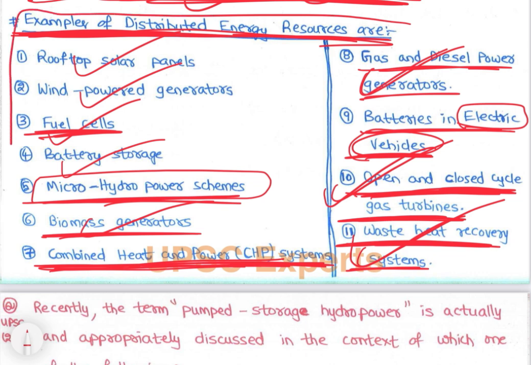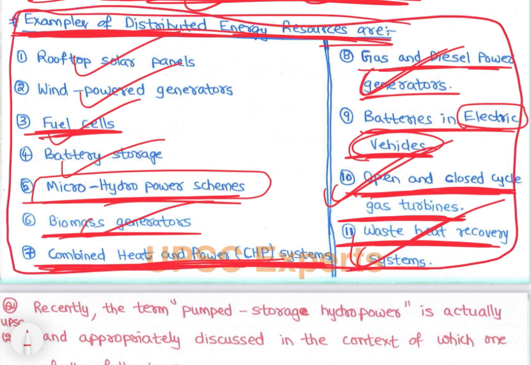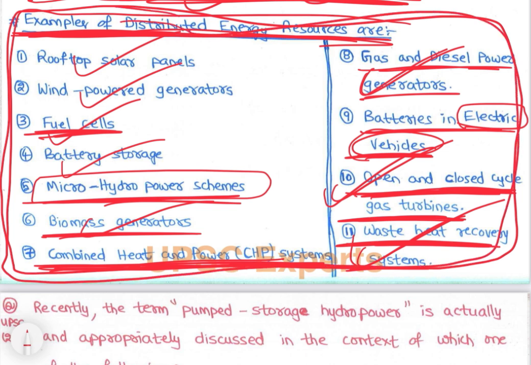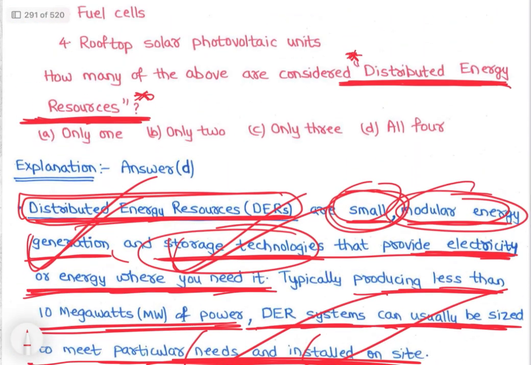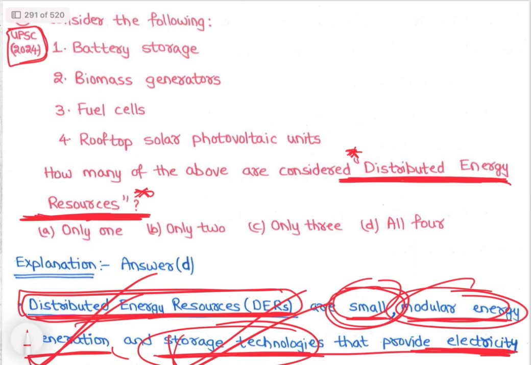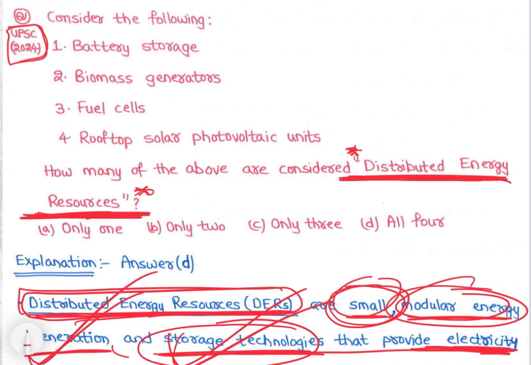Etc. All these are examples of distributed energy resources. These we need to remember. Basically, they are small modular energy storage or generating systems. Like battery storage, a small battery also can store, so it will be there, right?